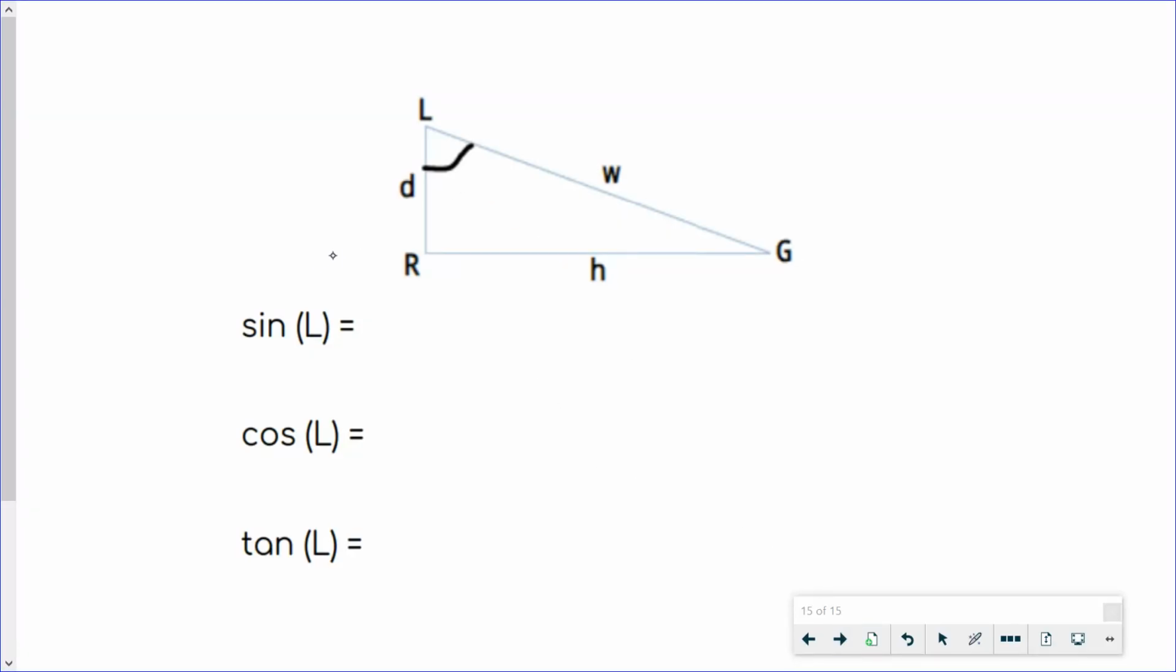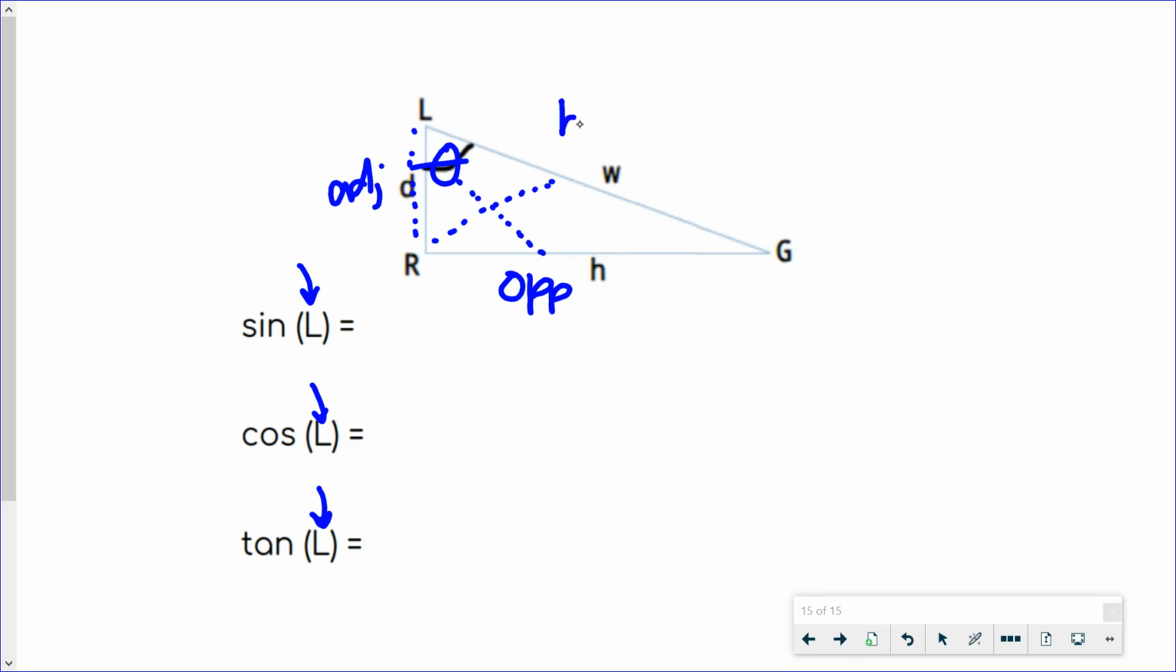Lastly, I'm going to do the same thing I did before. This example does not have number values, it has letter values, but I can do the same work. So I'm going to look at, where do I put my theta? Well, the angle inside the parentheses that I'm taking the sine, cosine, and tangent of is L. So I'm going to put my theta at angle L, and then I start labeling: across the triangle, opposite; between theta and a right angle, adjacent; across the triangle from the 90 degrees is my hypotenuse. So I have H, W, and D as my values.